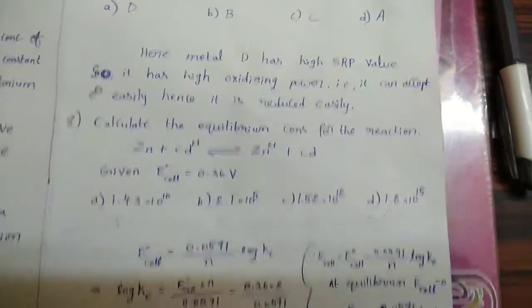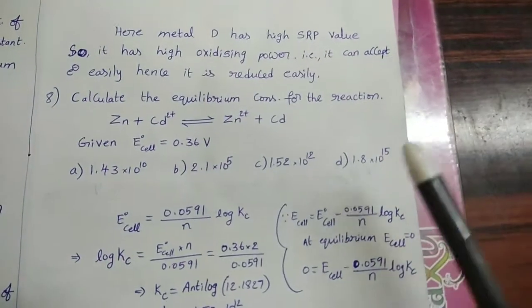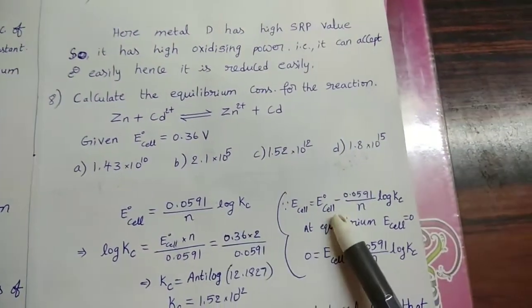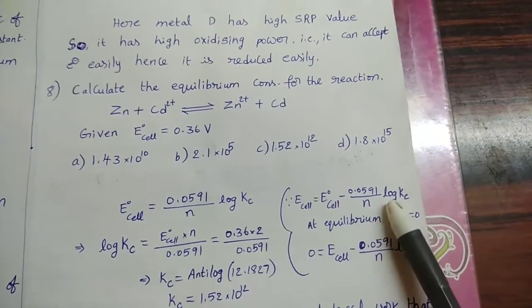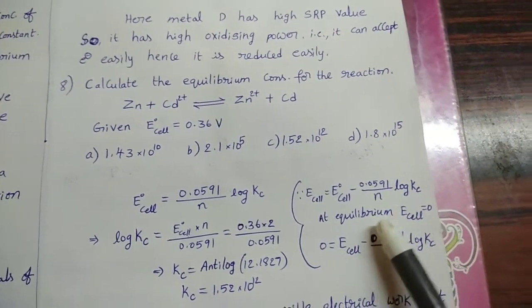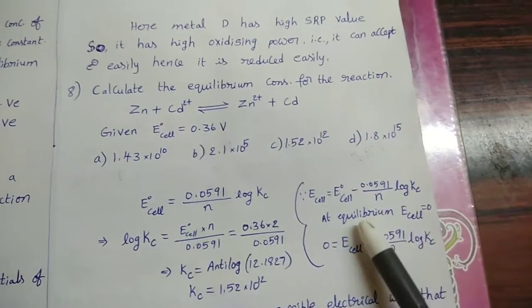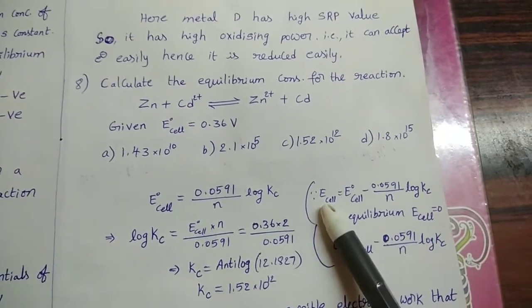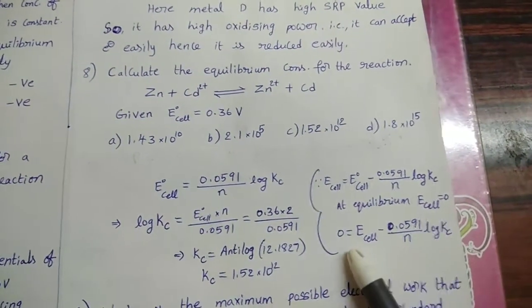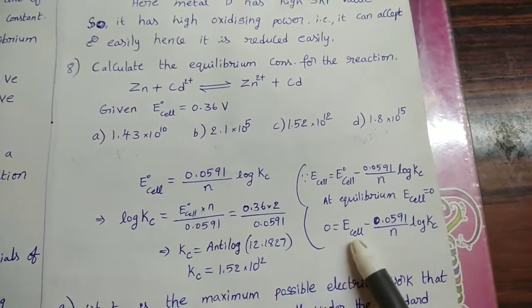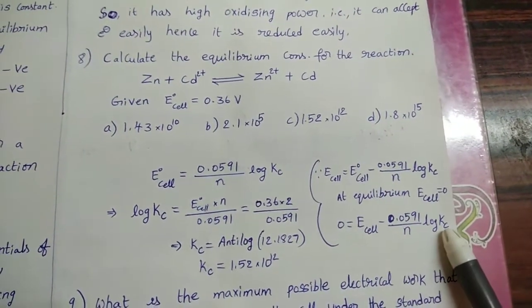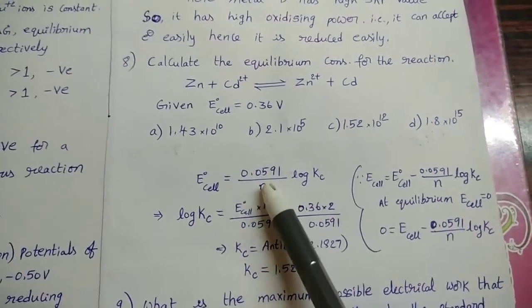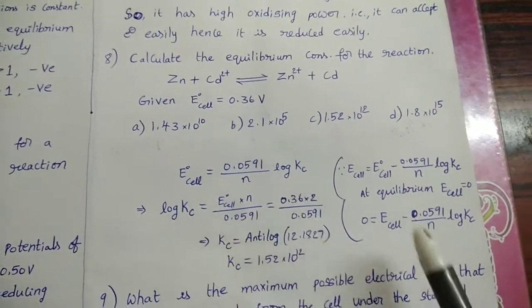For this, the required formula is this one. See here, E cell equal to E0 cell minus 0.0591 by n into log Kc. Here Kc is the equilibrium constant. At equilibrium, this E cell becomes 0. Then we can get 0 equal to E0 cell minus 0.0591 by n into log Kc. From this, we can get this expression. So here, this is E0 cell.